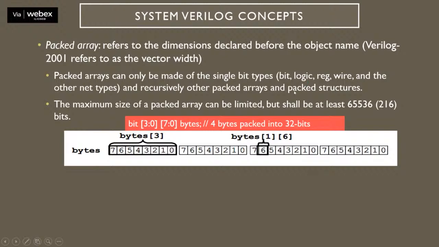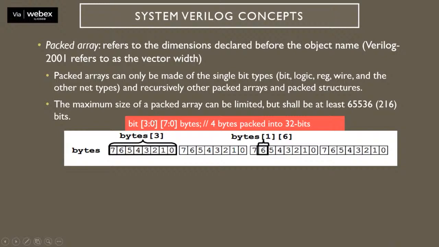So there is a limitation here. It can be limited, but shall be at least 65536 bits. Now how is this being interpreted or read? Since it is a packed array, the dimensions are mentioned over here.